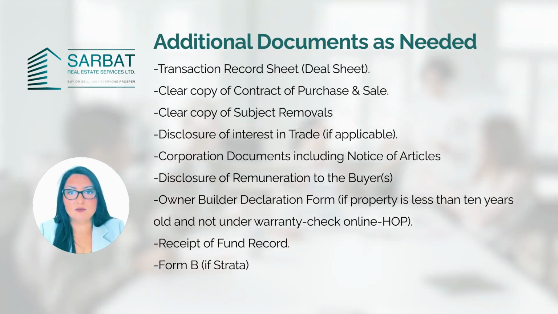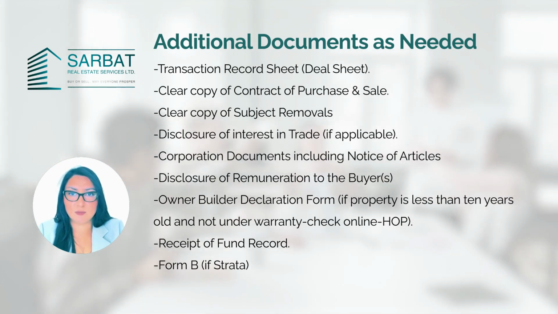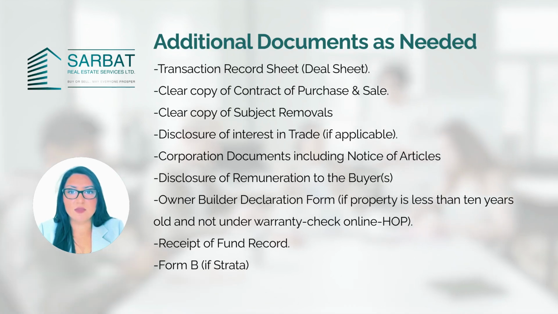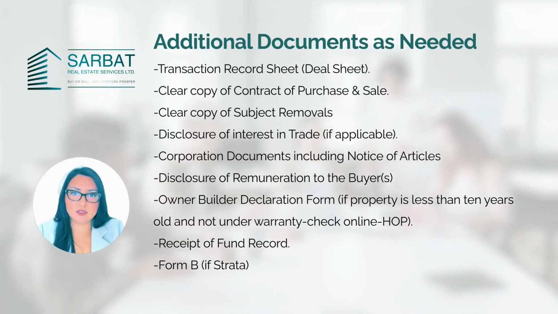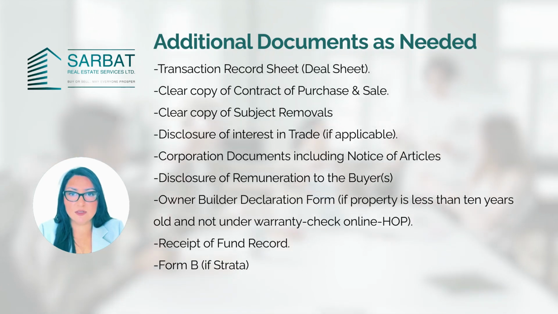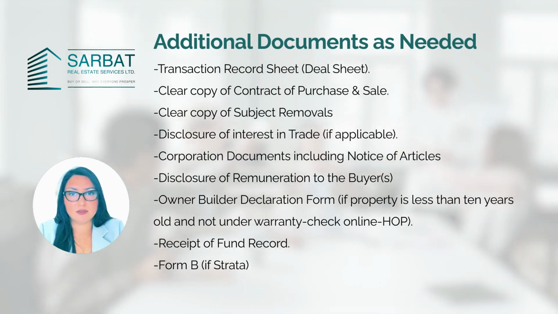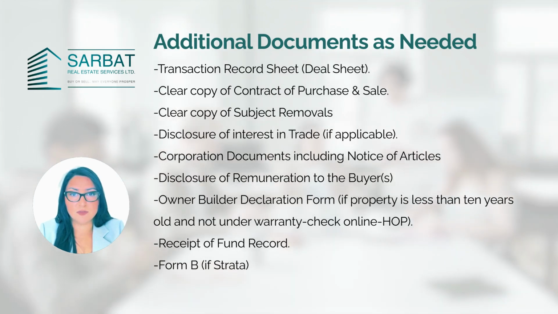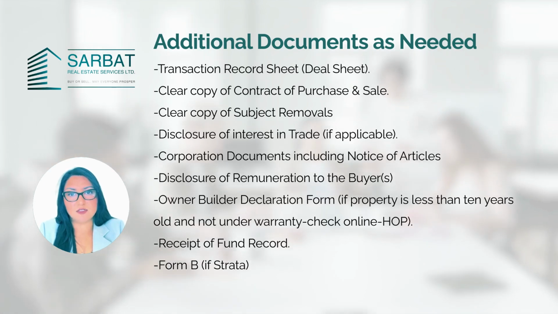receipt of fund record, MLS printout, Form B if strata. If buying under a corporation or company name: FINTRAC Corporation Entity Identification Information Record if the client is a corporation, plus FINTRAC Individual Identification Record for the signatory, articles of company naming directors and officers of the company and/or certificate of incorporation, including a memorandum authorizing the signatory, and FINTRAC Beneficial Ownership Record.